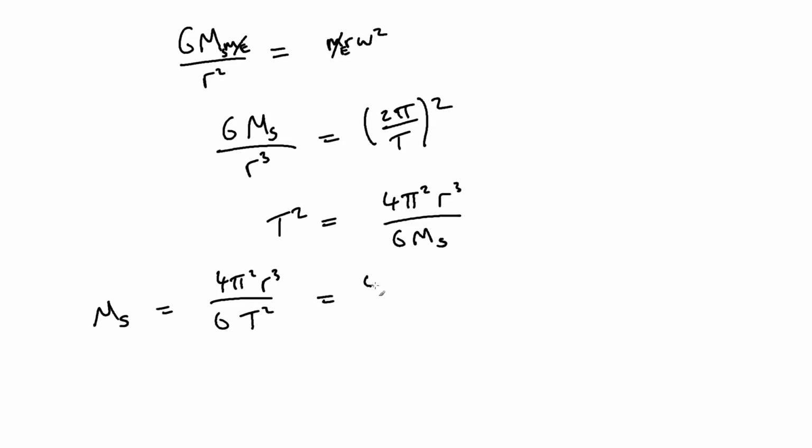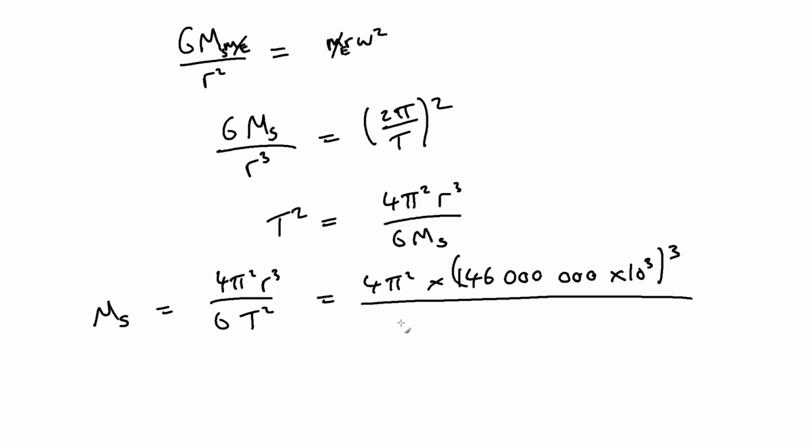So let's work that out. 4 pi squared. Distance between the Sun and the Earth, we are told that's 146 million kilometers. So 146 million, and then kilometers, so we've got to times 10 to the 3 as well. And that's all got to be cubed. Big G, 6.67 times 10 to the minus 11. And the period, well, it's 1 year.